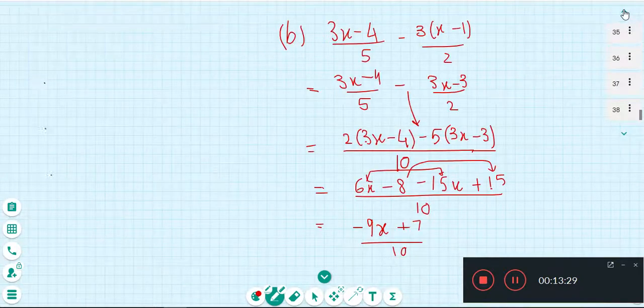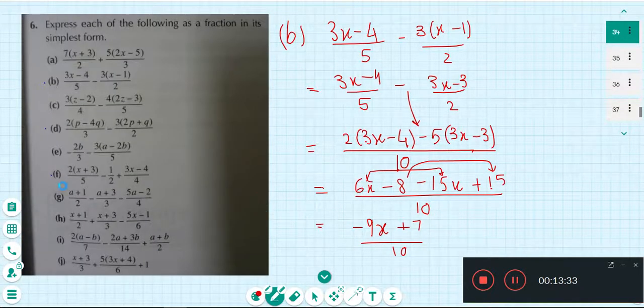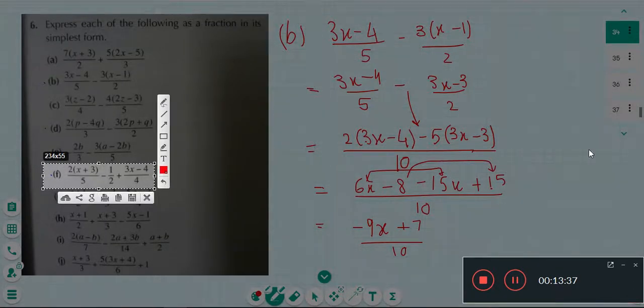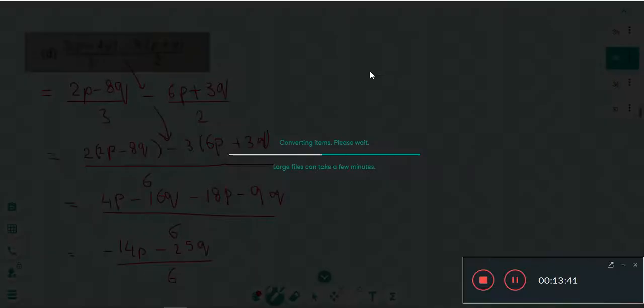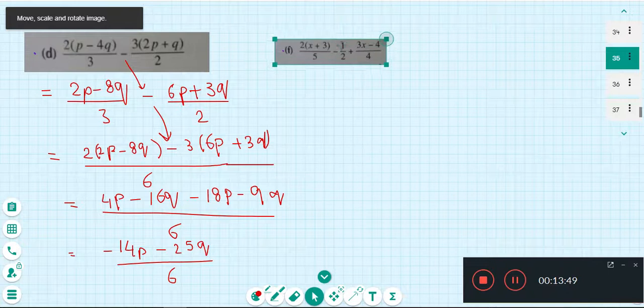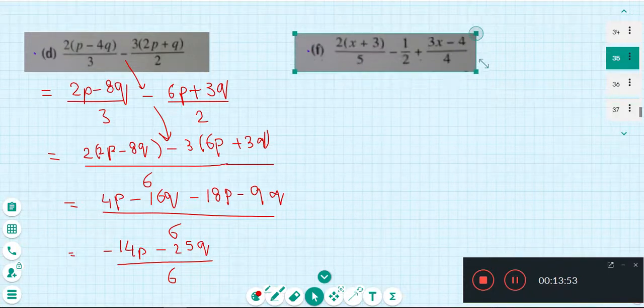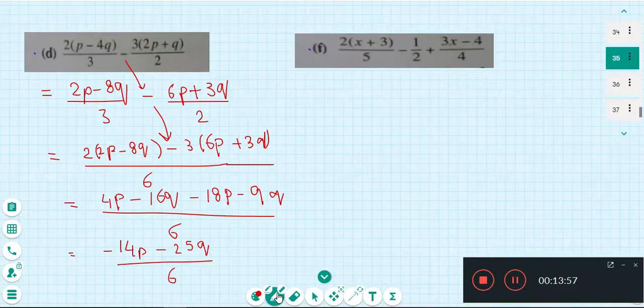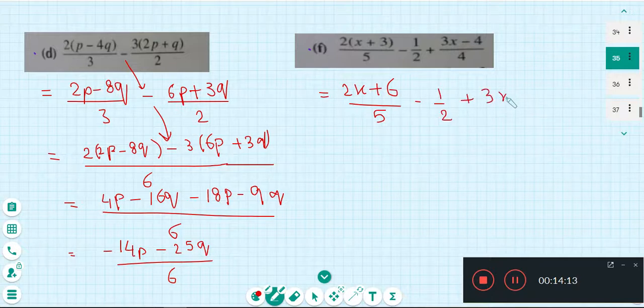Next is part F. So simplifying this bracket first, 2x plus 2 into 3 6 over 5 for the first fraction, minus 1 over 2 plus 3x minus 4 over 4. Now taking LCM of 5, 2 and 4, so it will be 20. So 20 is the LCM of these three denominators.